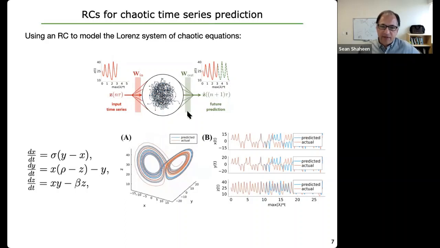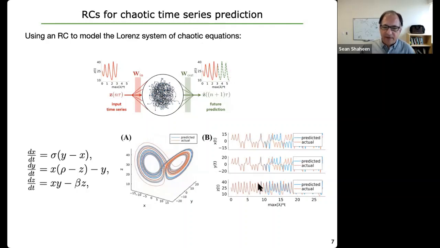Then we train the single layer of outputs over 3,000 or 4,000 time steps. And then we turn off the input, and we have a feedback connection from the output back to the input. So it becomes an autonomous reservoir computer at that point, where the only input is the output. And that allows the system to carry on into future time and predict the chaos into future time. And it does this very well.